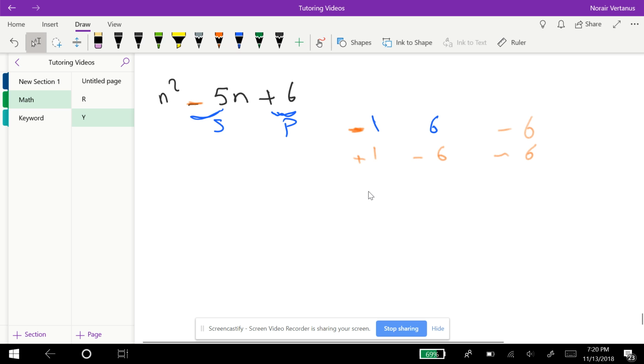And then 2 times what is 6? 2 times 3, right? One of these should be negative, or both should be negative. If both of them are negative, you see that? If you multiply them, you get positive 6, and if you add them, you get negative 5. Now we got it. So that's going to be factored into what? n and n. One of them is negative 2, the other one is negative 3. Done with this one.